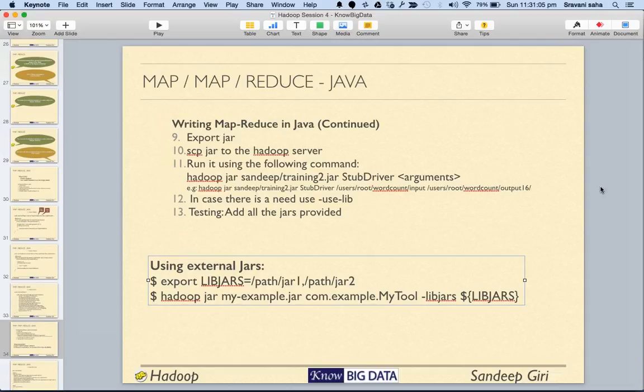So every library or every code, whichever is to be shared to all the nodes, first has to be put into the distributed cache. Now, the other thing is when you use minus use lib, if you have a dependency on third-party libraries, then you can use minus use lib and your library gets copied onto the distributed cache and made available on all the machines.